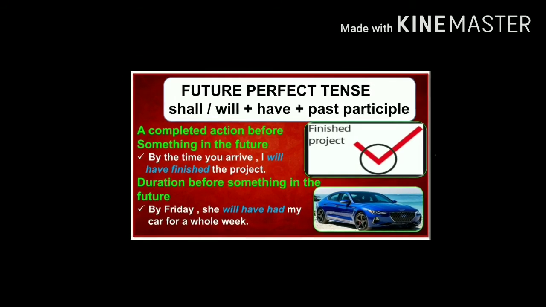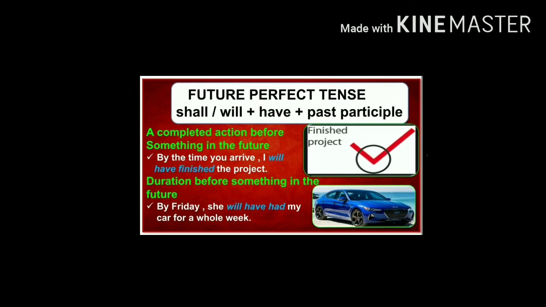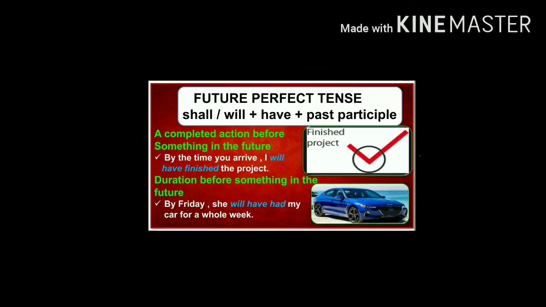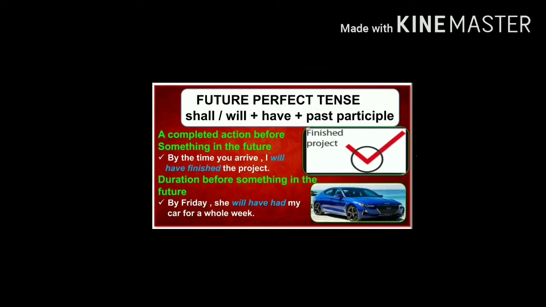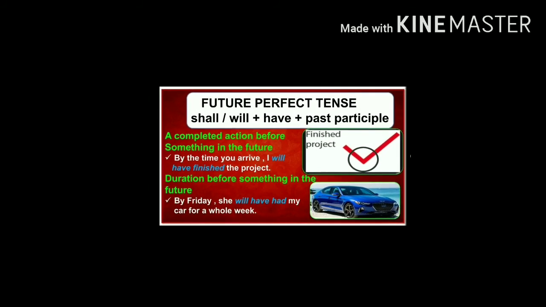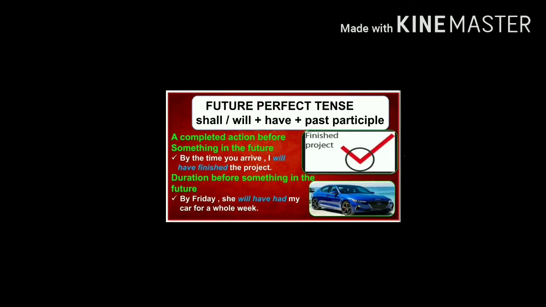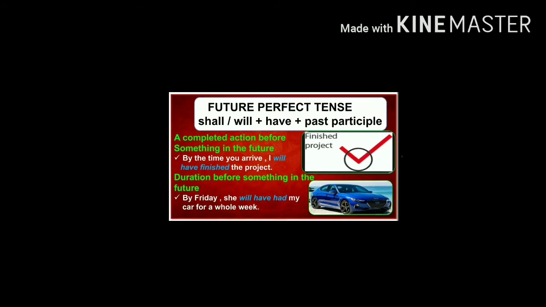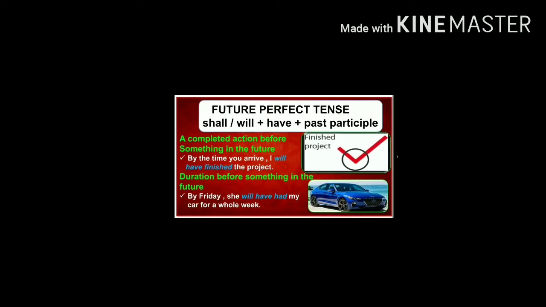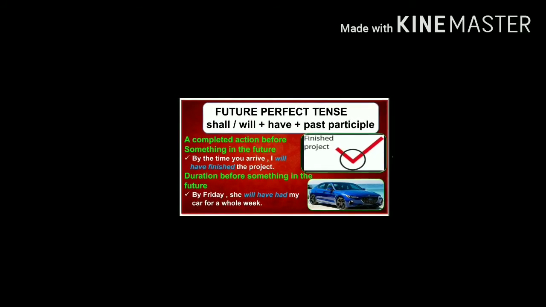The first one is a completed action before something in the future. Example, by the time you arrive, I will have finished the project. By next summer, she will have graduated from college. And the second one is duration before something in the future. Example, by Friday, she will have had my car for a whole week. She will have been in Paris for 6 months by the time she leaves.